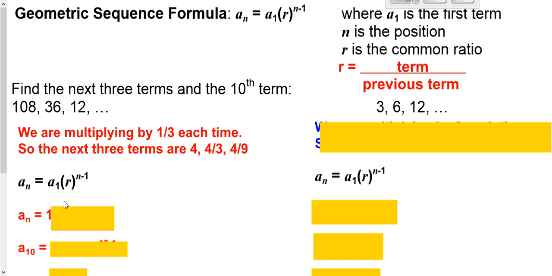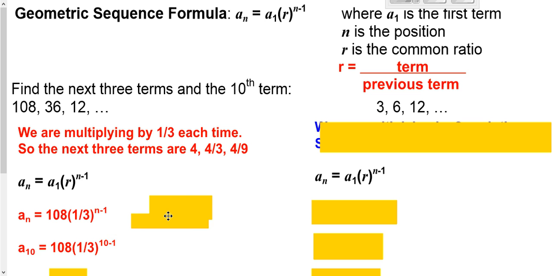So we're going to plug in our first term. We're going to plug in our ratio, which is 1/3. And then we're looking for the 10th term, so we're going to plug in 10 for n. By the way, this one right here with n's in it is your general formula. We're looking for the 10th term, so we plug in 10.